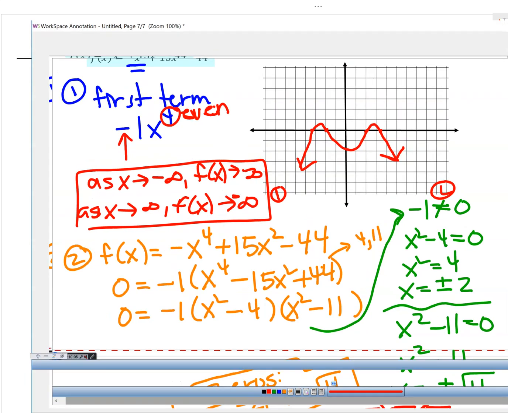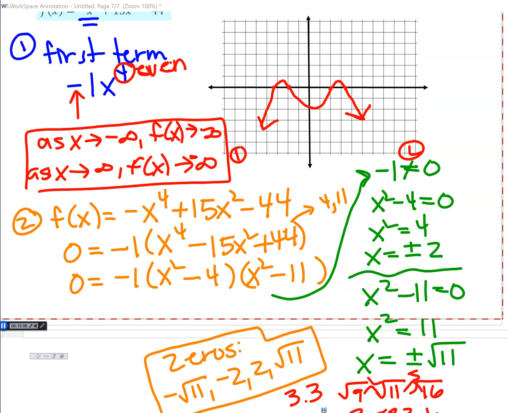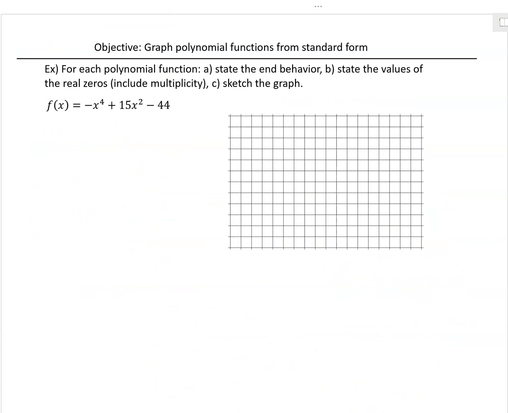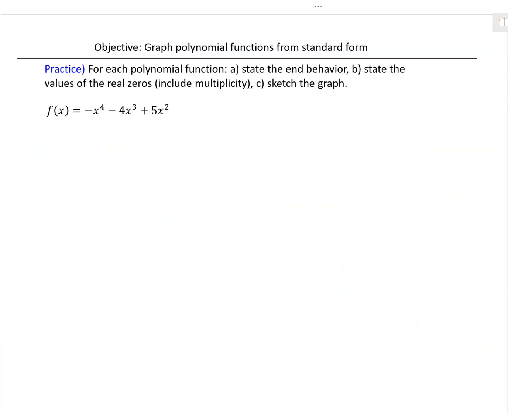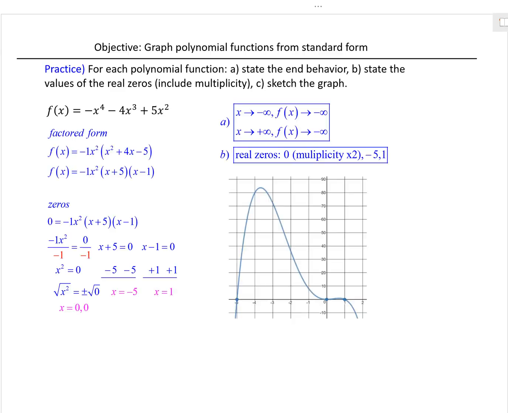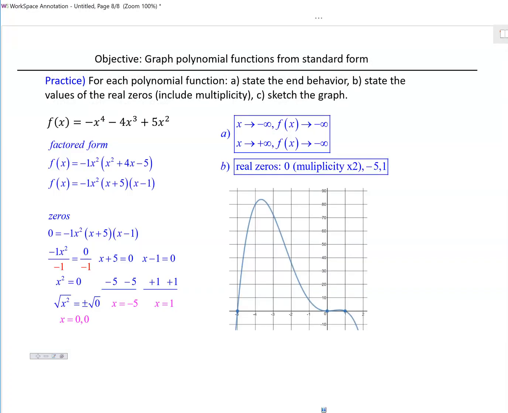All right, let's take a look at another problem. So here we have a practice problem. Please pause your video and give this problem a try. All right, let's take a look at what we should have here.